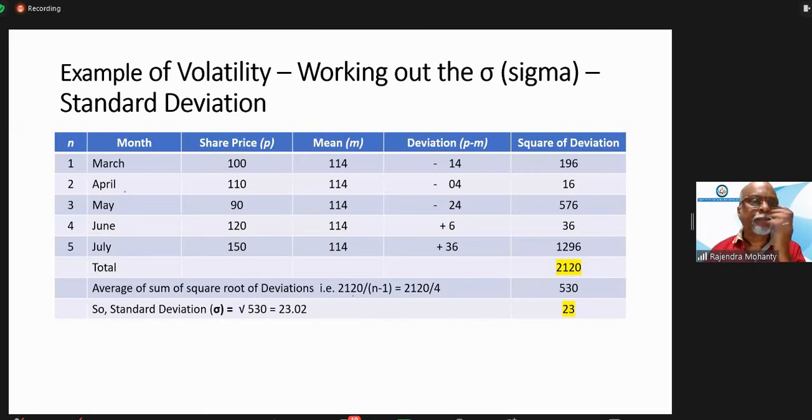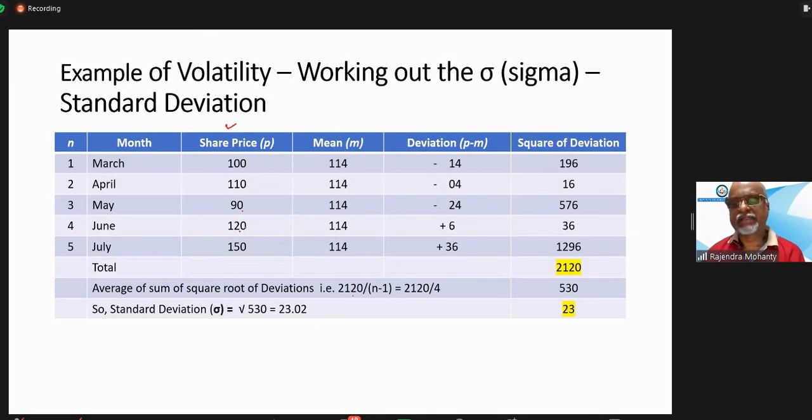Suppose I am taking the value of a particular share. I have taken the monthly share value: March, April, May, June, July. This is the share price, market value. March it was 100 rupees, say April 110, May 90, and June, July prices. I have taken 5 months of data. Now I have to find out the standard deviation for these 5 months.